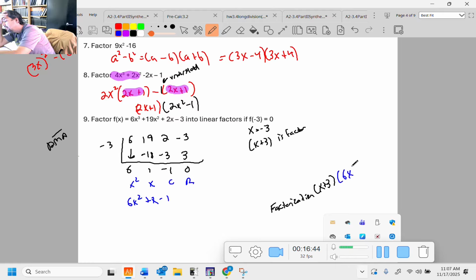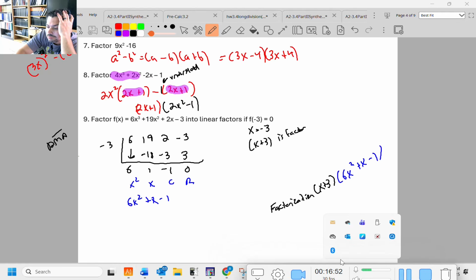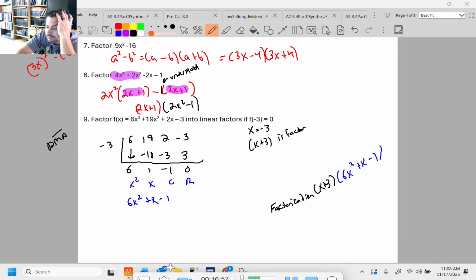I'm going to write that down. And I hope it continues to factor. Let me get some stuff out of the way here. I need this completely out of my way. There we go. Does 6x squared plus x minus 1 factor some more? I bet she does.